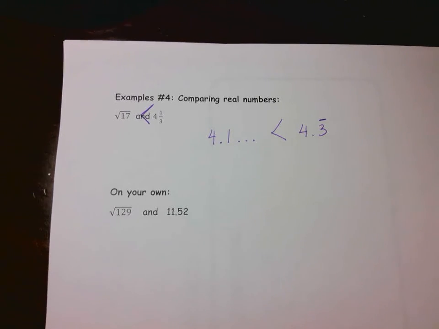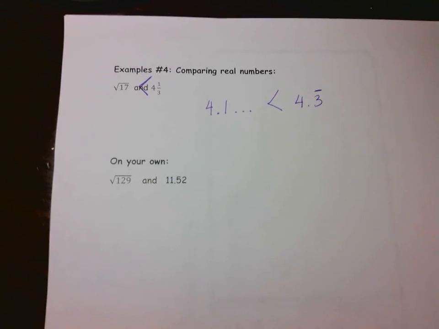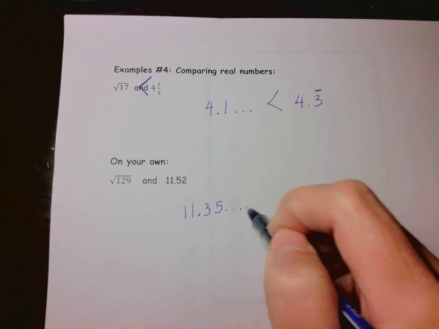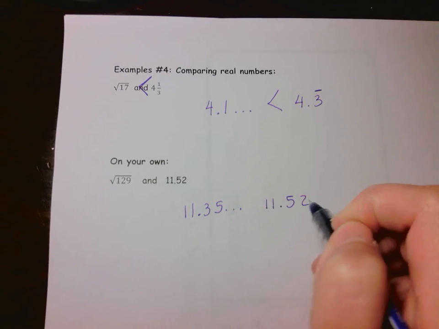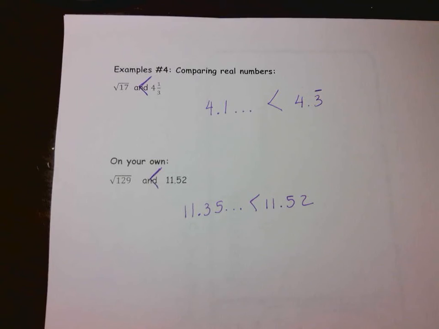So go ahead and do the next one on your own. Hit pause. And when you find the square root of 129, you get 11.35 something something. And so then you can tell that the alligator is going to eat 11.52. So you read this as the square root of 129 is less than 11.52.